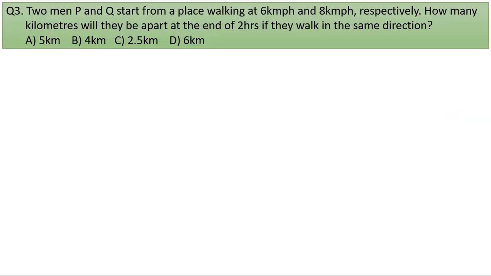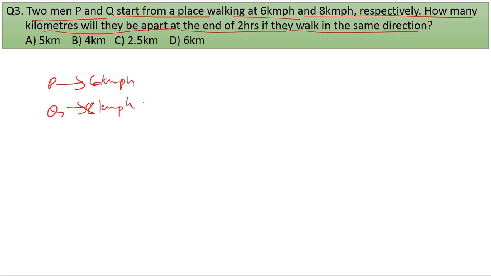The next question, we have two men P and Q start from a place walking at 6 km per hour and 8 km per hour respectively. How many kilometers will they be apart at the end of 2 hours if they walk in the same direction? P is walking with 6 km per hour and Q is walking at 8 km per hour. So they are walking in the same direction and they will be walking for 2 hours.